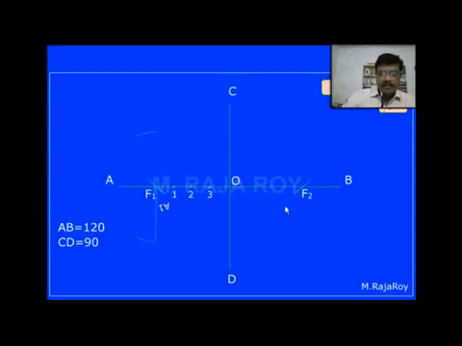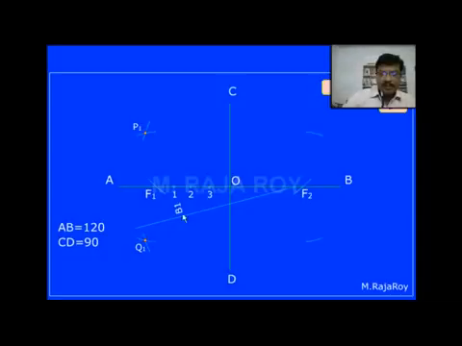Now with the same A1 as radius and F2 as center, draw one arc on the top side and one more arc on the bottom side. Now take B1 as radius, F2 as center, and draw one arc here. Automatically this arc will intersect the previous arc and you will get point P1. Draw one more arc on the bottom side. This arc will intersect the previous arc and you will get Q1.